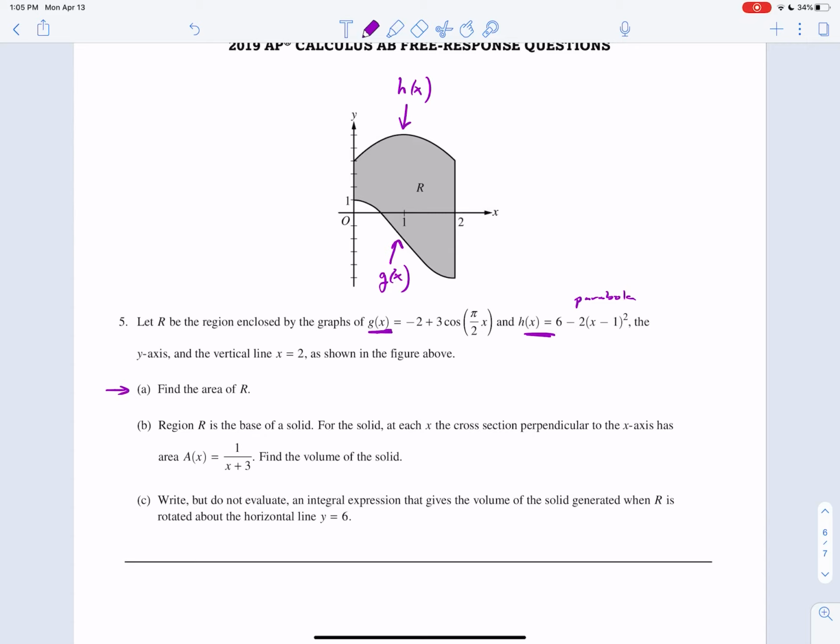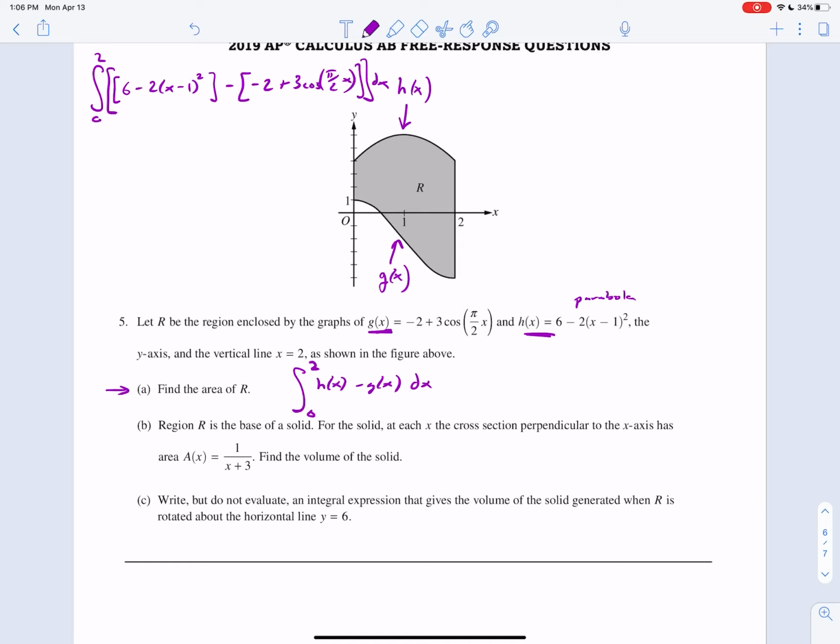Okay, find the area of R. How do you find the area? You integrate with respect to x, top minus bottom. So h minus g. Where does the region start and stop? Horizontally from 0 to 2. Okay, a little bit of work to be done here. So here we go. We want to integrate h here, which is 6 minus 2 quantity x minus 1 squared, minus negative 2 plus 3 cosine of pi over 2 x dx from 0 to 2.